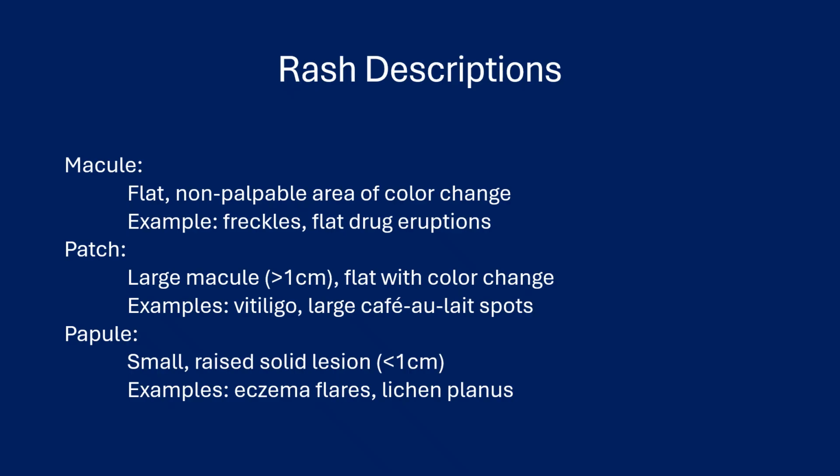Rash descriptions. A macule is a flat, non-palpable area of color change. Example would be freckles and flat drug eruptions. A patch is a large macule greater than 1 centimeter, flat with color change. Examples: vitiligo and large café-au-lait spots. A papule is a small raised solid lesion less than 1 centimeter. Examples: eczema flares and lichen planus.